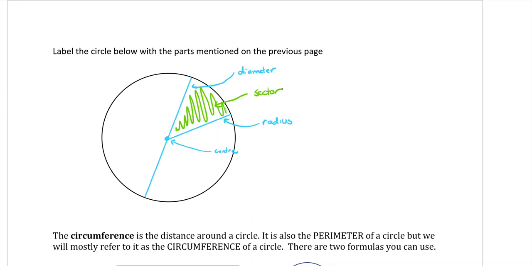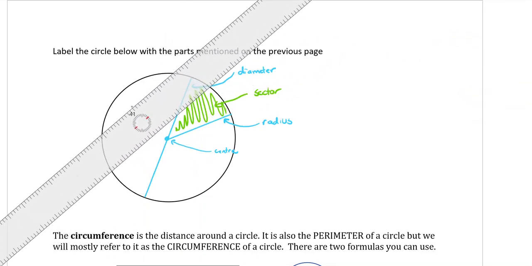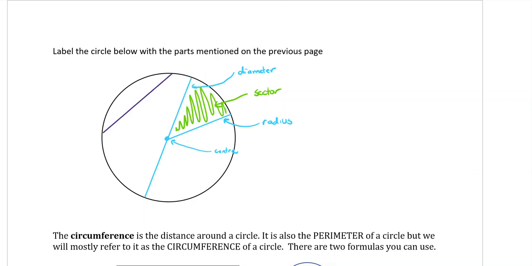Okay, what about, I draw another line that goes like that. What's that line called? Yeah, chord. And the chord cuts the circle into segments. So I'm just going to say that this part here is a segment. It would be the smaller segment known as the minor segment. The major segment would be on the other side.